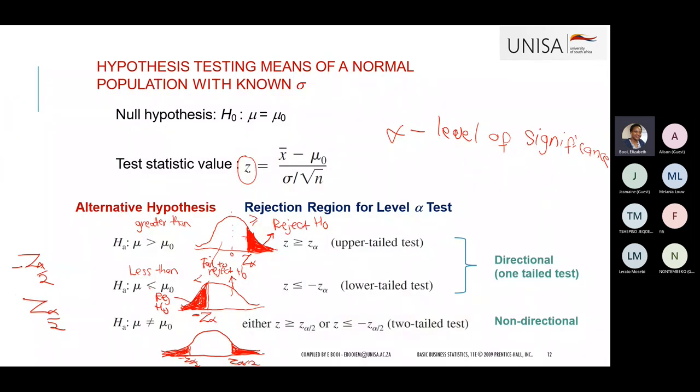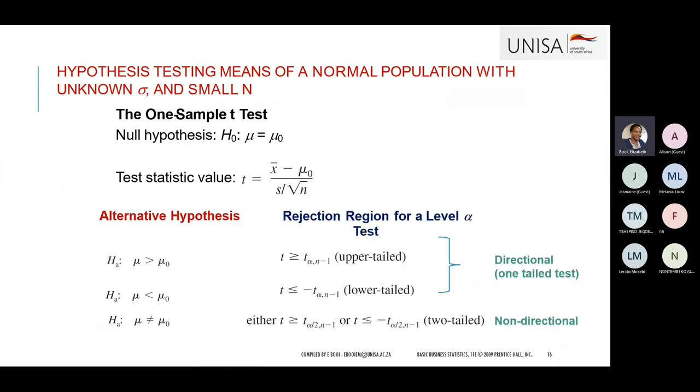Remember, here we had sigma. And when we have a t-test, we are using S. The formula looks exactly the same. The null hypothesis statement always contains an equal sign. Then the alternative, remember, for a one-sided test is greater than or less than, and for a two-sided test it is not equal. The other difference is in your region of rejection, because for your region of rejection, you're going to use the critical value from the T table.